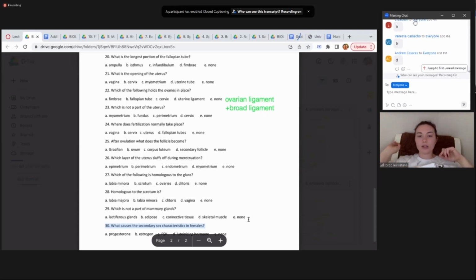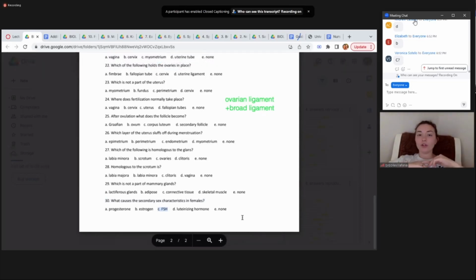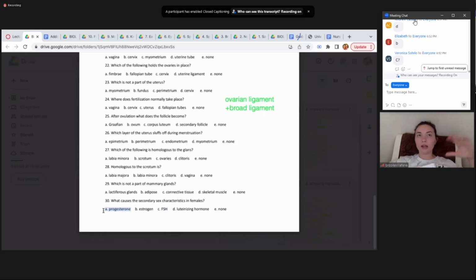So what causes the secondary sex characteristics in females? So that'd be like breast development, hair distribution, voice, all that. It is estrogen. So FSH is a follicle stimulating hormone. So follicle stimulating hormone helps the follicle to get bigger. Progesterone helps with pregnancy. You could think P, progesterone, pregnancy. It helps sustain the uterine lining. When progesterone falls, that's what causes a period. Estrogen is our correct answer.